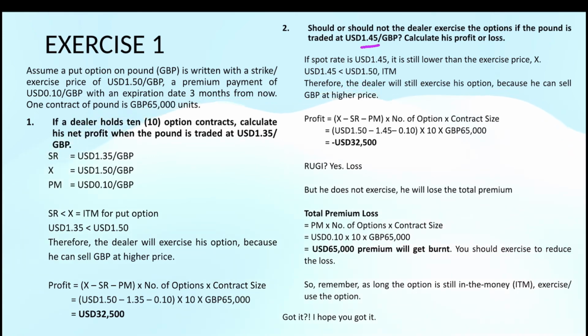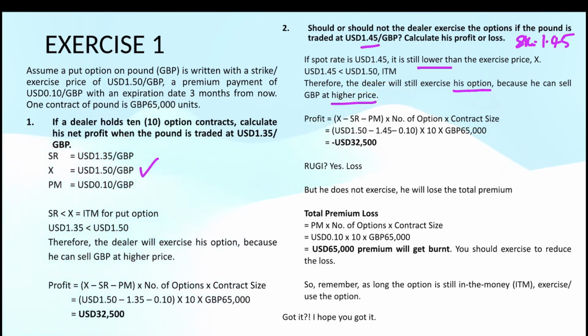The spot rate, SR, is 1.45. The exercise price is 1.50. So here the spot rate is lower than the exercise price, so it is ITM, in the money. Therefore the dealer will still exercise his option because he can sell GBP at a higher price.